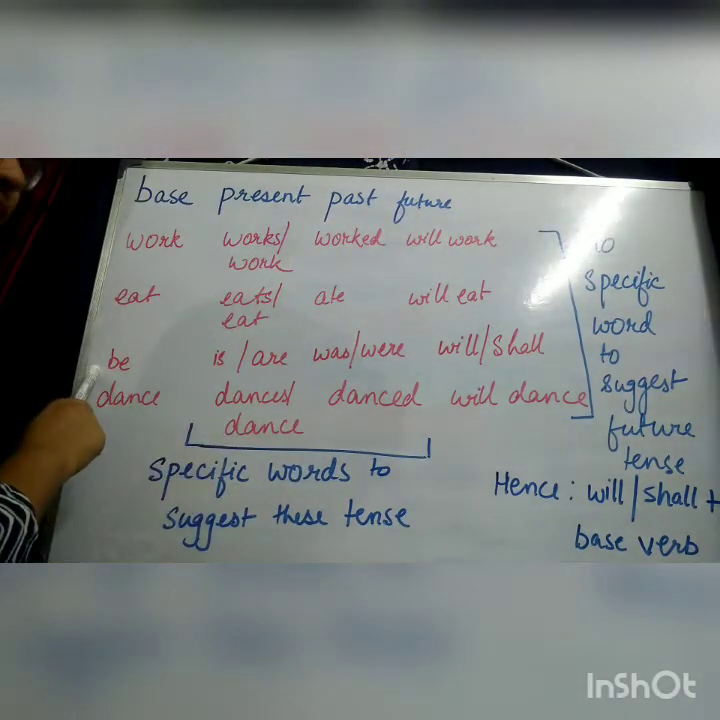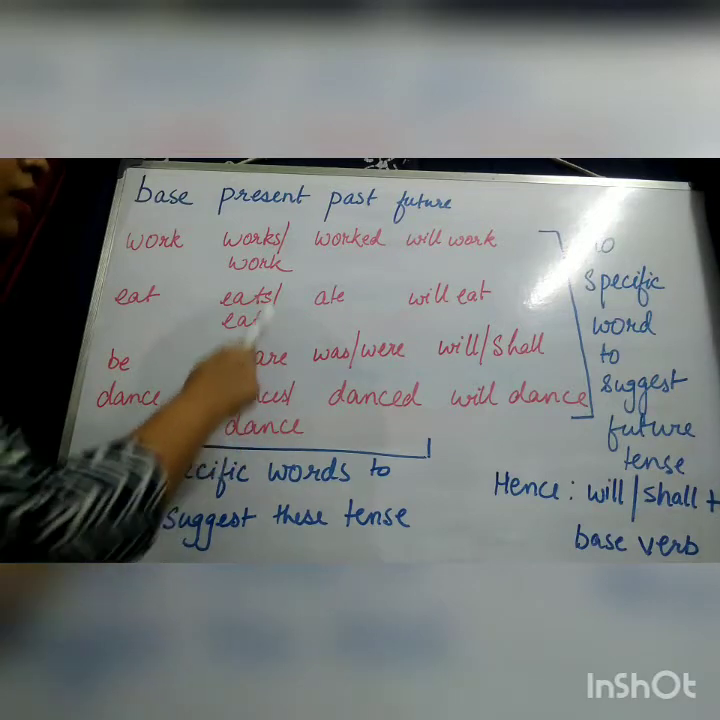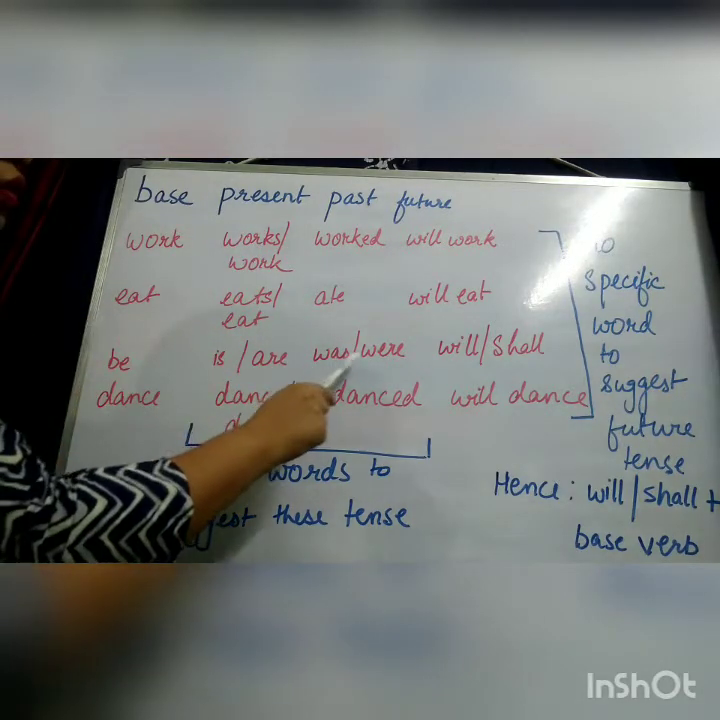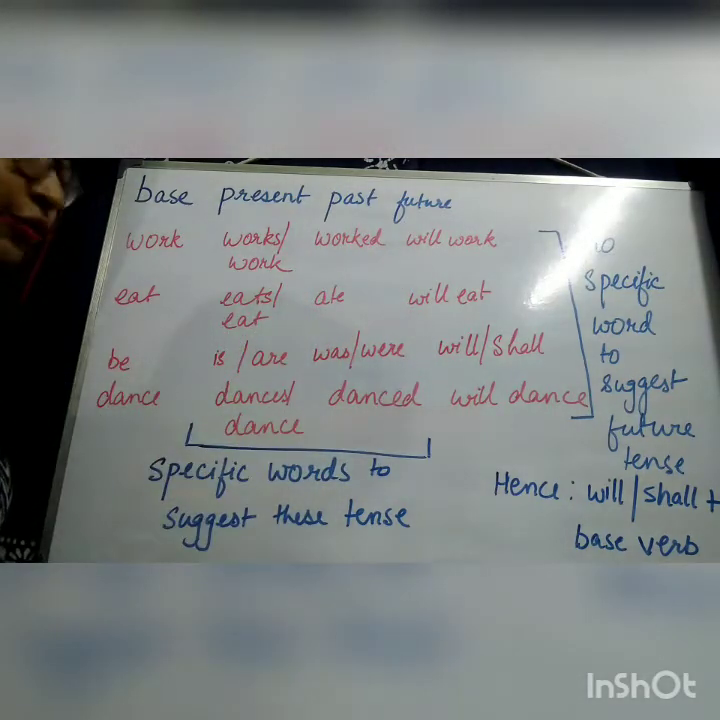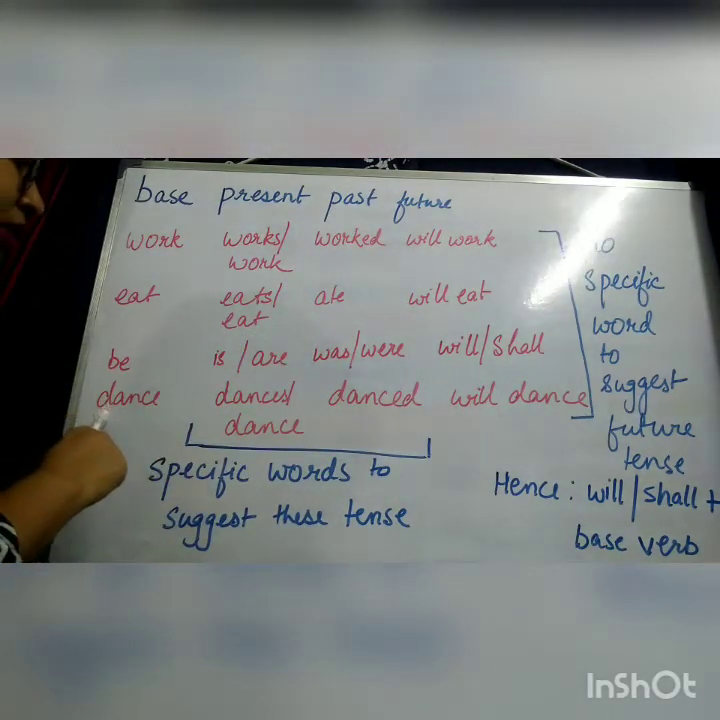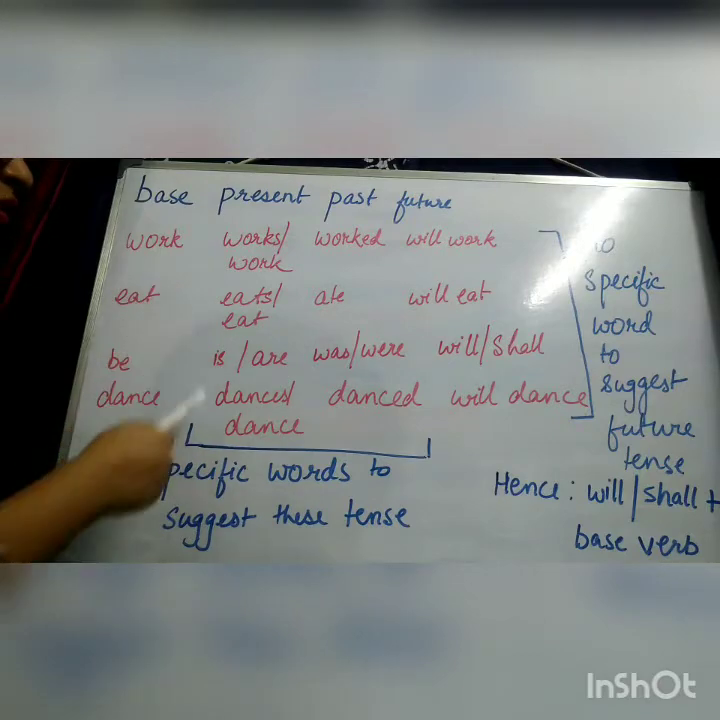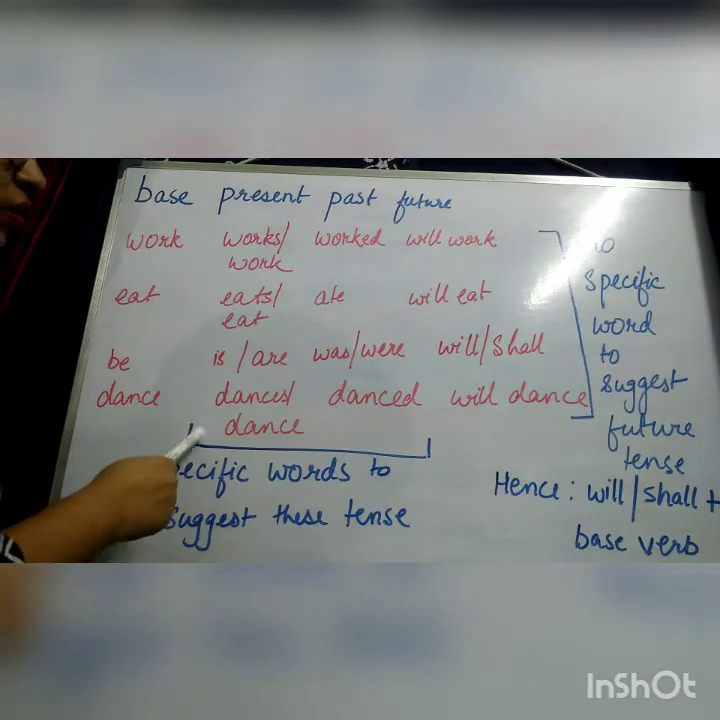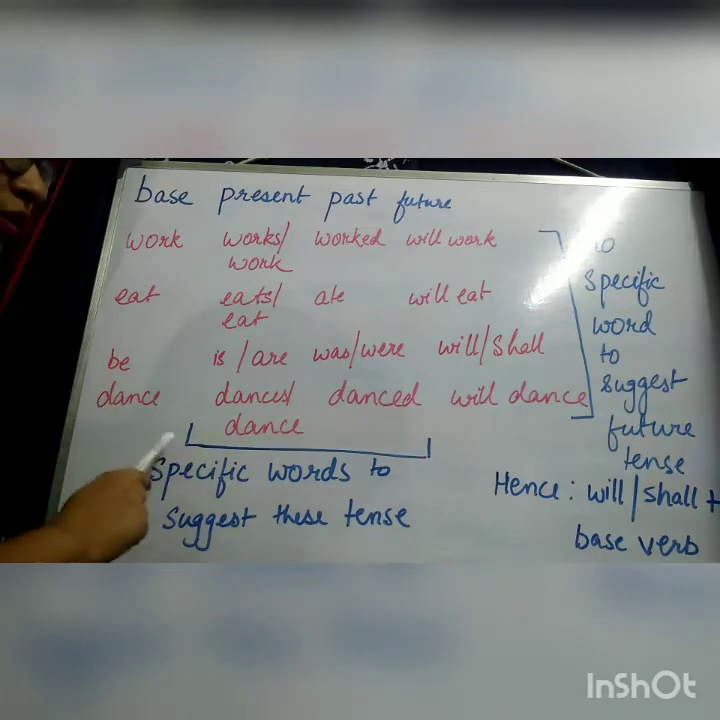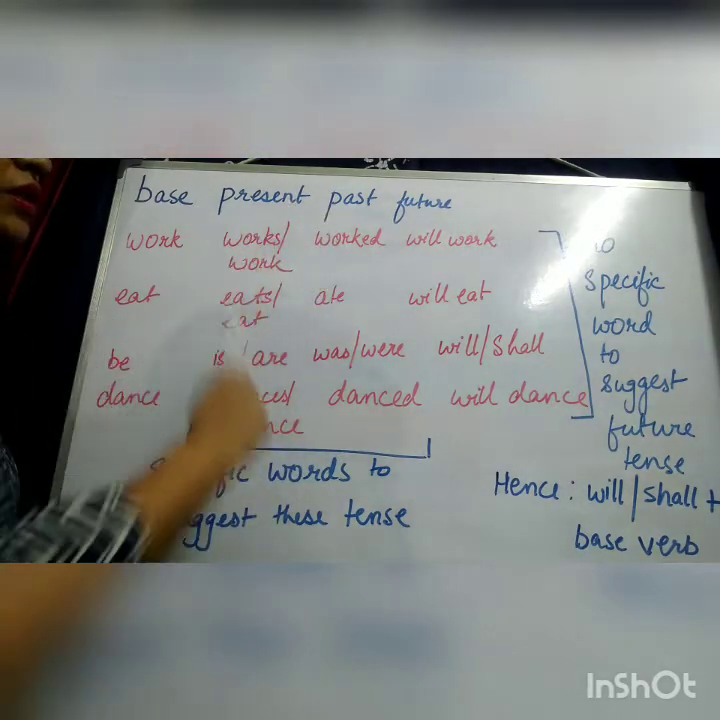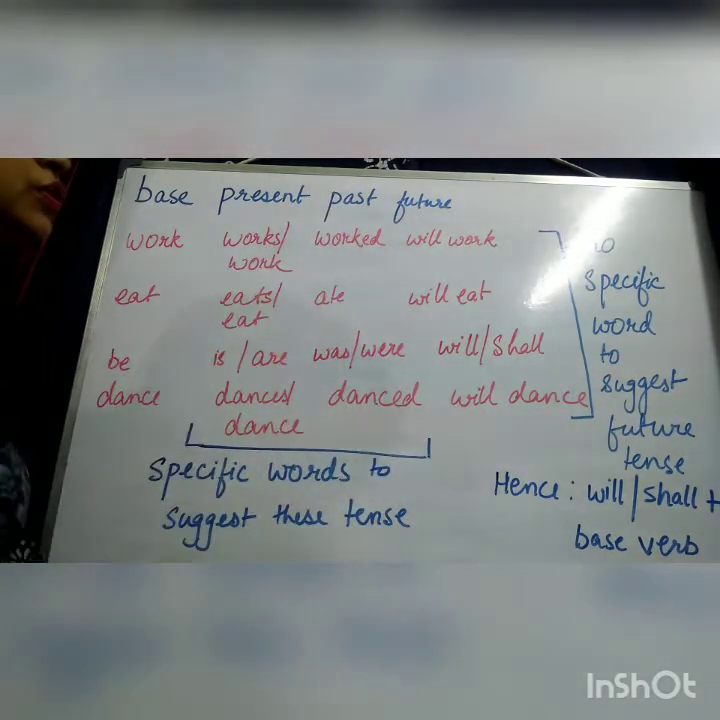So it is with the be verbs. Is and are in the present tense, was and were in the past tense, will or shall be in the future tense. Dance, just as the previous examples, dances or dance for the present tense depending on whether the subjects are singular or plural, danced for the past tense, and will dance for the future tense.